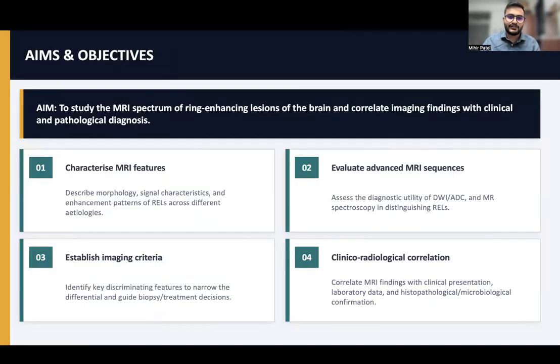The aims and objectives are to study the MRI spectrum of ring enhancing lesions of the brain and correlate the imaging findings with clinical and pathological diagnosis. We will characterize the MRI features, evaluate the advanced MRI sequences, establish the imaging criteria, and clinical radiological correlation will be done.